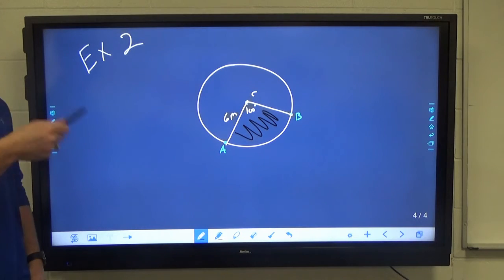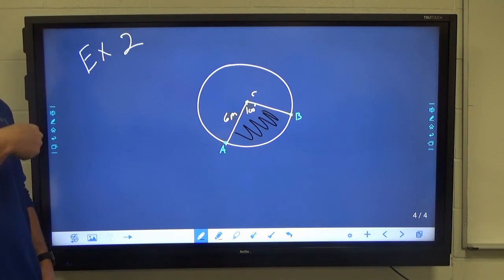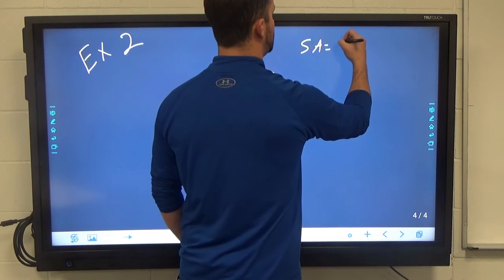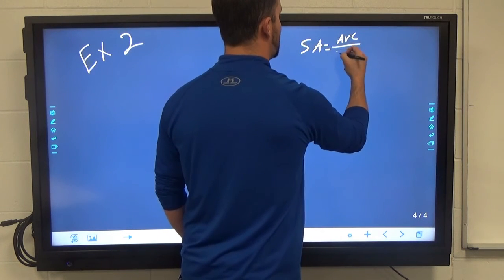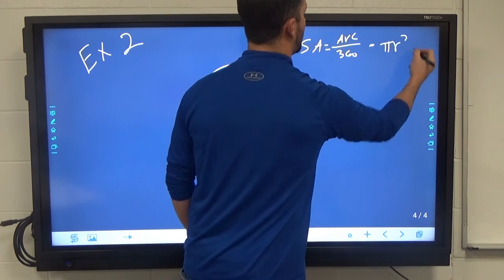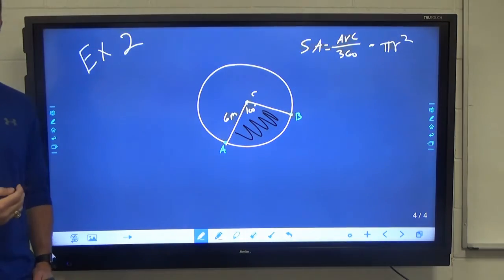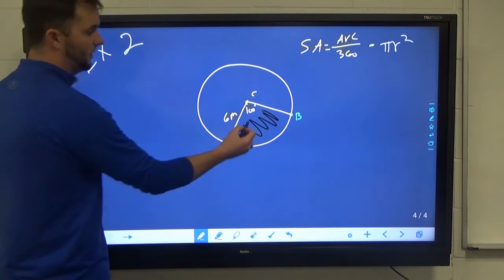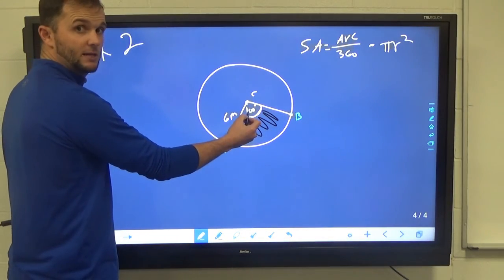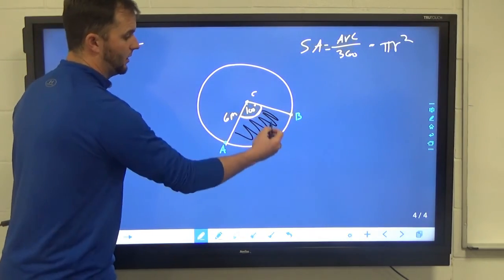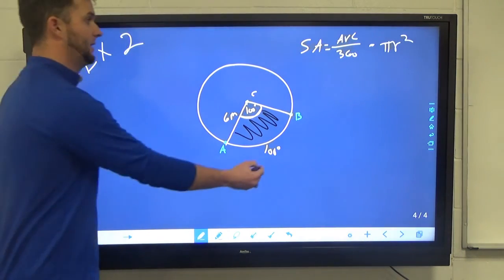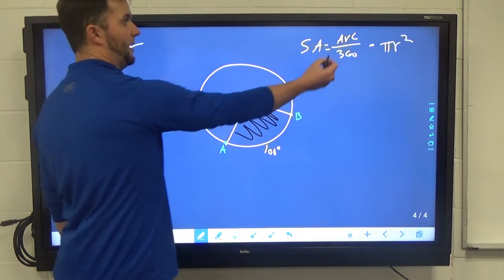So real quick, let's go ahead and write down the formula for sector area. So sector area is known as the measurement of your arc divided by 360, and I'm going to multiply that by the area of the circle, which is pi r squared. Okay? So right now if I look, the arc or the central angle of ACB is 100 degrees. So that means my sector arc is going to be 100 degrees.